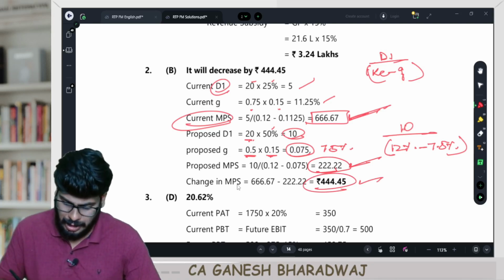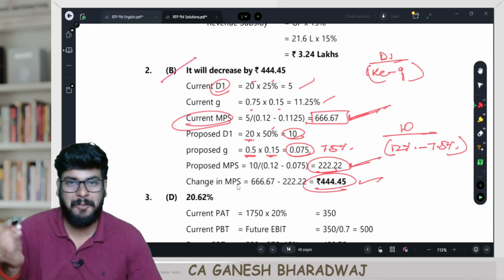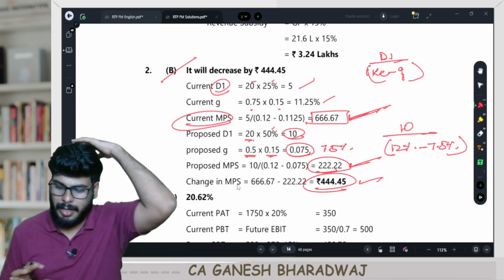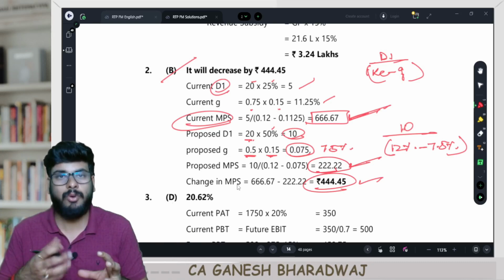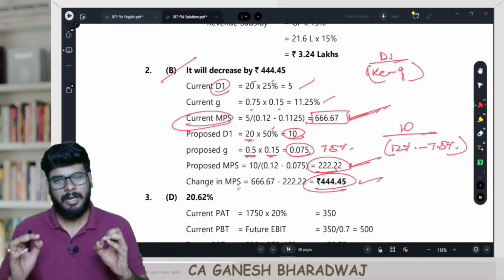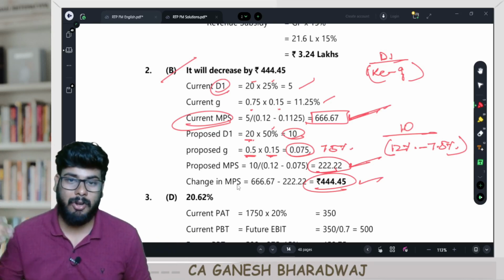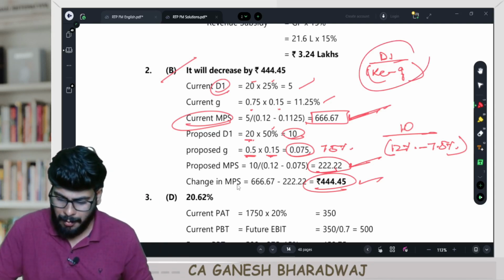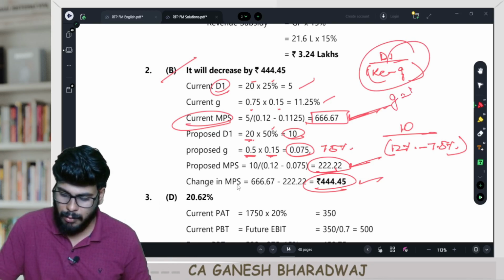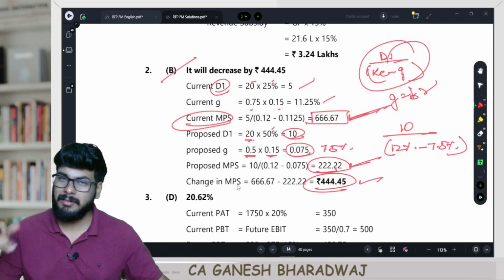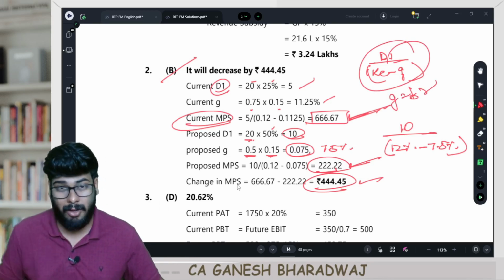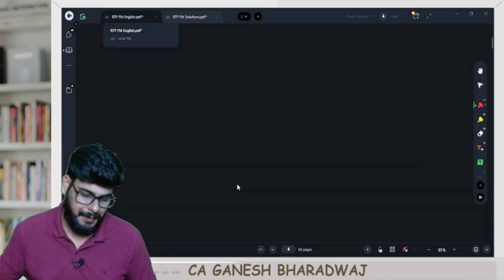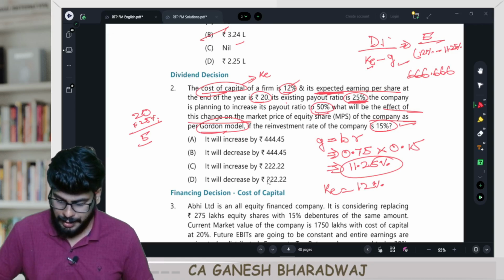Are you clear with this? That's going to be whatever option they have given. Option number B. Guys, it's fairly a simple question. No tricky adjustments and all involved here. Pretty much straightforward. You just need to apply the Gordon's formula and do it. All you need to know is this formula, and that G is equal to BR. If you know these two formulas, you can just directly do the sum, and we have derived all these formulas and seen. So there is nothing great here. It's fairly simple, right? Now let's move on to the next question.